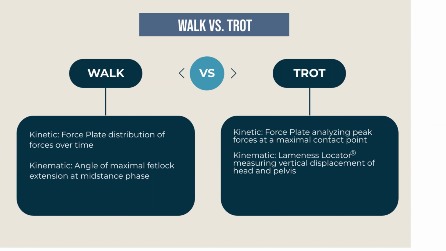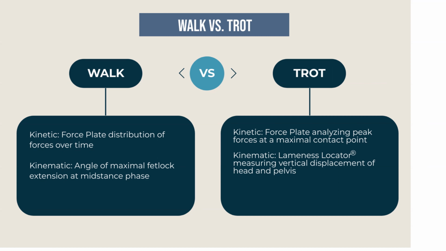For the walk, it is a slower gait, so we can look at the distribution of forces over time during the stance phase, or when the horse's foot is on the ground. For kinematics, we look at the angle of maximum fetlock extension at the mid-stance phase. At the trot, it's a faster gait, so we look at one maximal force at the trot on the force plate.